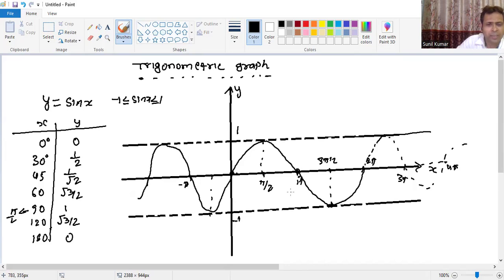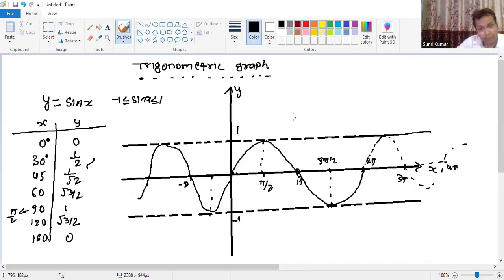What is the importance of this graph? So definitely, yes, we get a concept by seeing the graph here. What concept? Suppose we know that sine 30 is 1 by 2, we have it already. And suppose we are going to use sine 150. What is the value of sine 150?